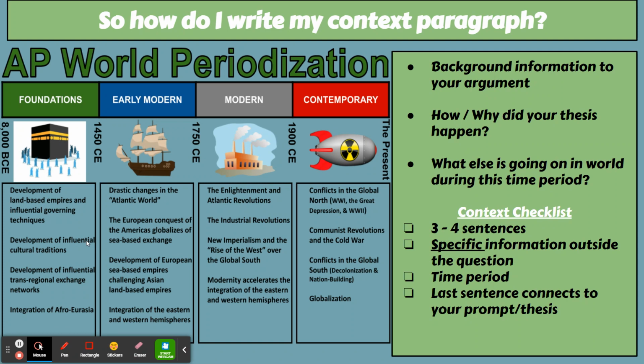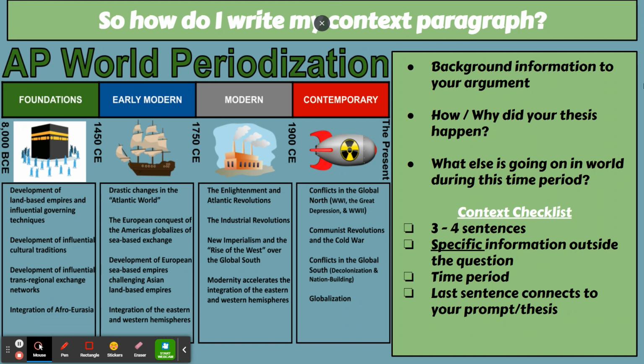And again, don't forget, the thesis is different for everybody. So whatever prompt you have, that's how you're going to use the background information to support it. Now, when you are writing your context, you're going to want to think, how or why did my thesis happen? What background information do I need to establish to show why my thesis happened? And then you're also going to want to tell me what else is going on in the world at this time. You want to be specific. You don't want to make a broad statement. You want to be specific on what's happening and how it relates to your thesis.